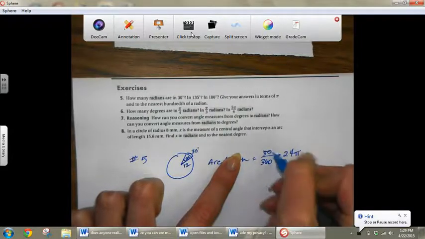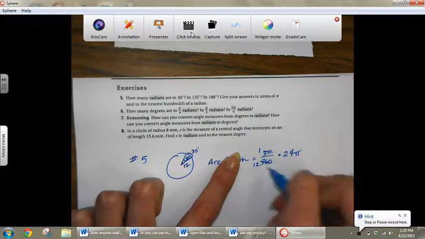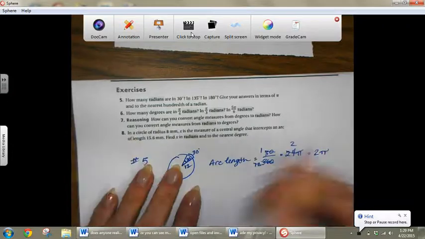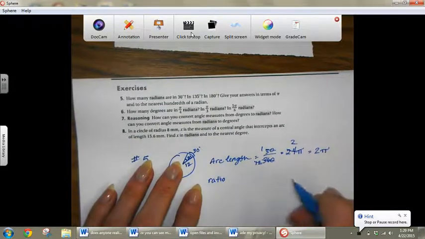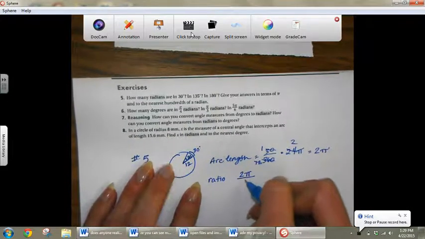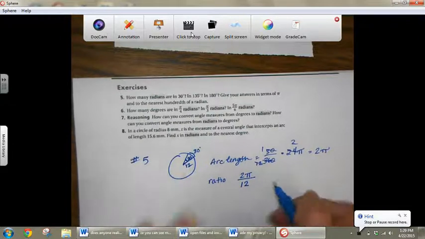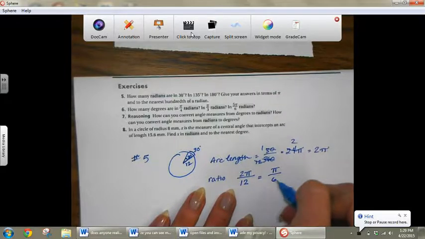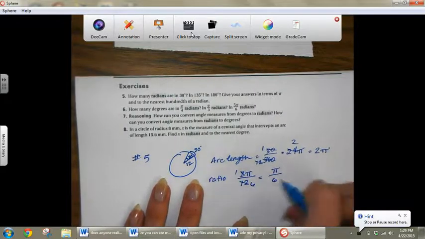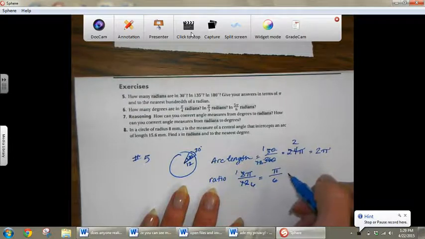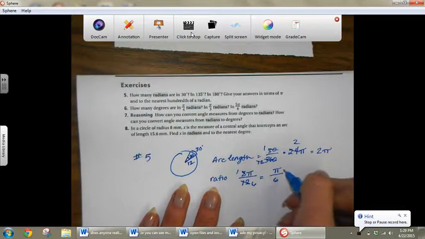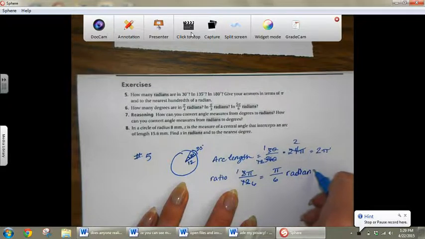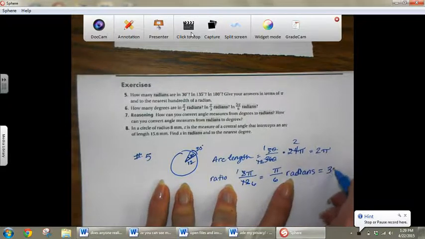30 over 360 reduces to 1 and 12, and 12 and 24 reduce to 2. So I get 2 pi. And then the ratio is going to be 2 pi over the radius, which I started with 12. You could honestly pick any number you want. It will always reduce down to pi over 6, no matter what radius you choose. If you're getting a different answer, it's because you're doing something wrong. So pi over 6 radians is equivalent to 30 degrees.